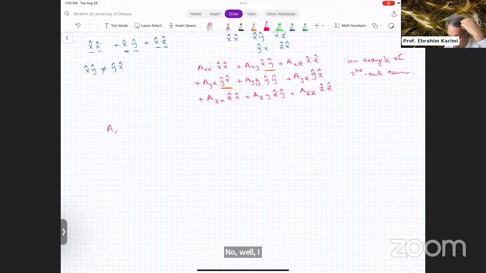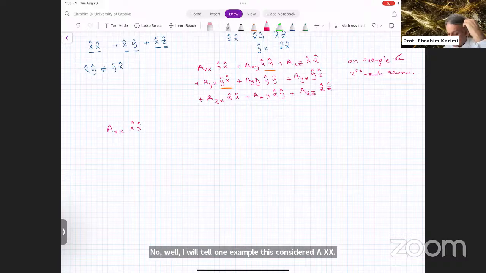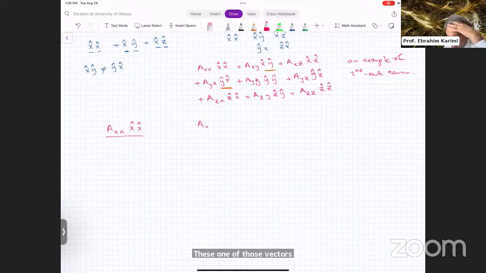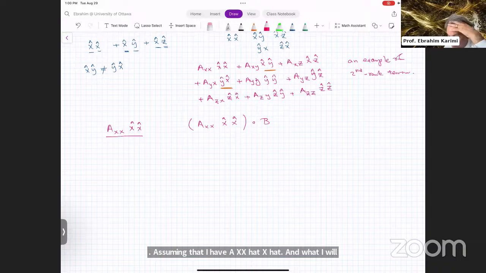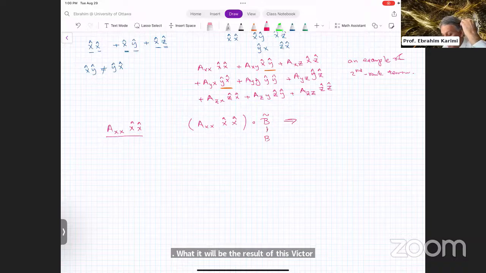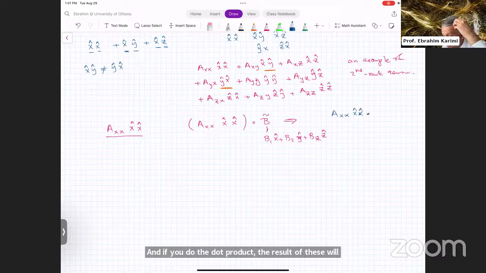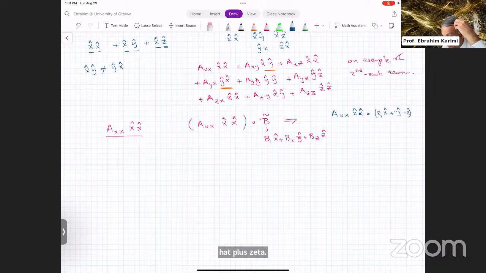Let's consider A x-hat x-hat. This is one of those tensors. Assuming that I have A x-hat x-hat, and I do a dot product with a vector B. What will be the result? Vector B has B1 x-hat, B2 y-hat, B3 z-hat. If you do the dot product, the result will be A x-hat, then the dot product with the rest, which is x-hat plus y-hat plus z-hat with the coefficients of B1, B2, and B3.